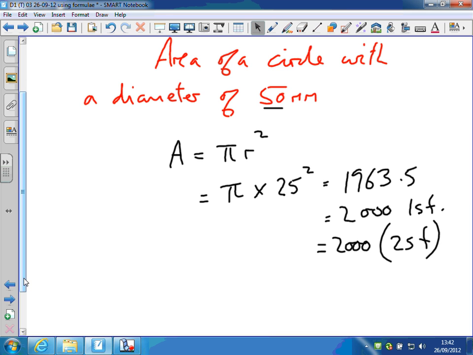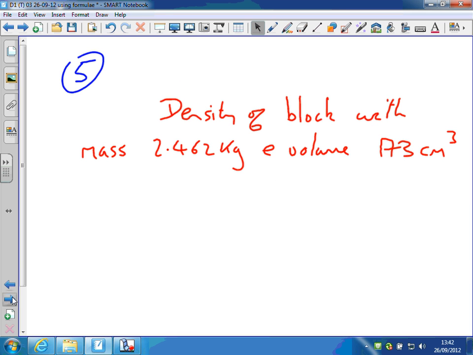Okay, next question. Number 5. Rob, focus on this, please, because you're disturbing. Density of a block with a mass of that and the volume of that. Anybody know the formula for density? That's force, mass times acceleration, I think you're thinking of. No, mass over volume. Mass over volume. Mass per unit volume.